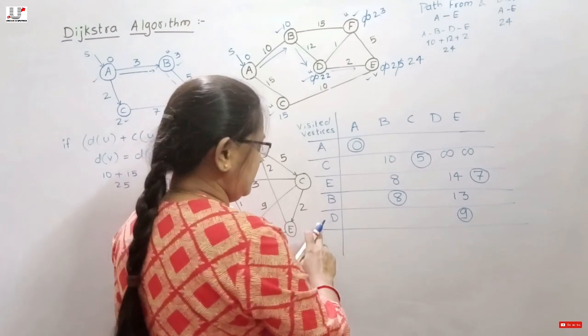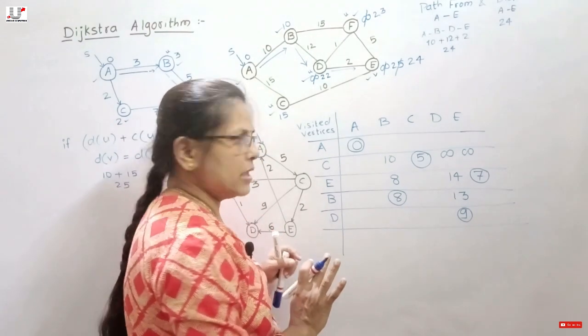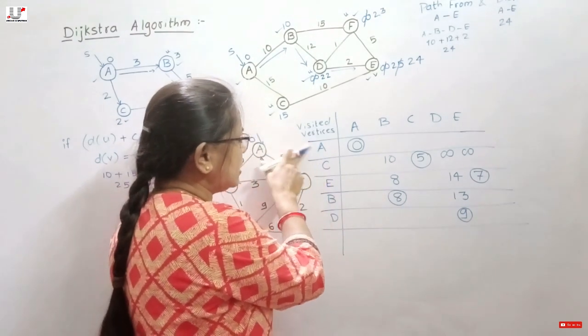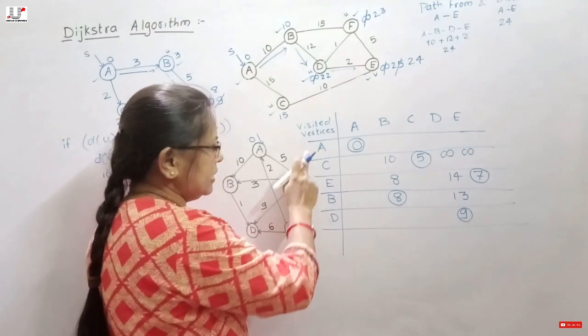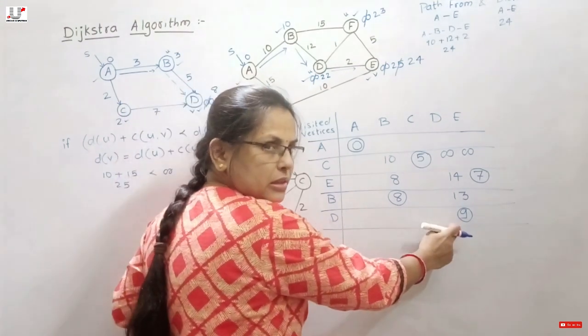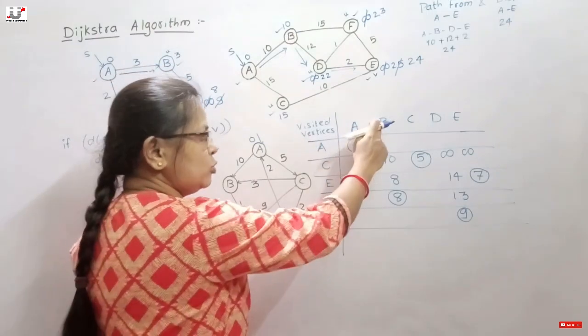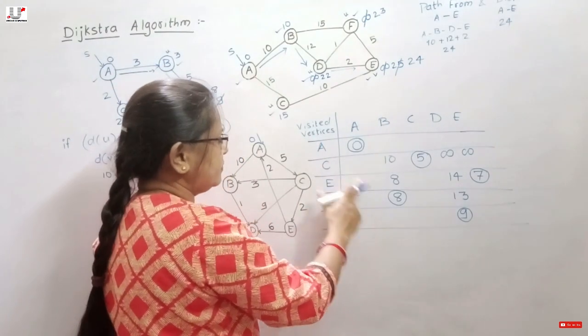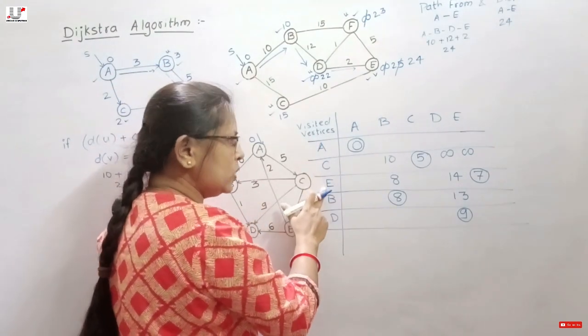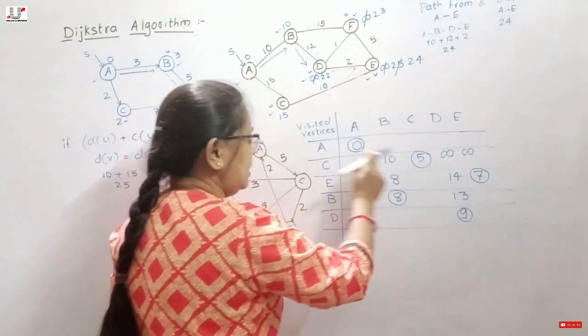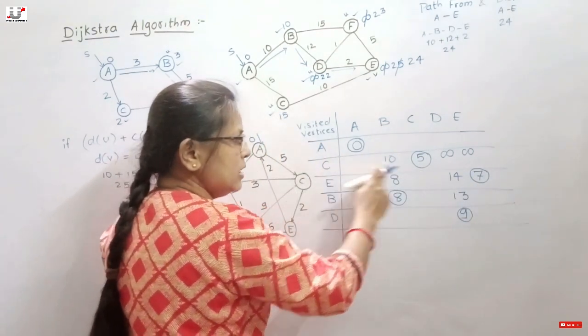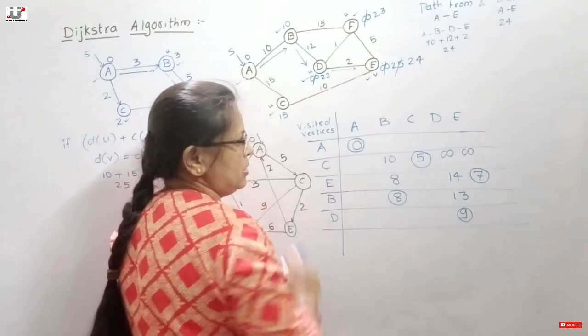Now here we can easily say that the distance from starting vertex A to D is 9. The distance from A to B is 8. The distance from A to E is 7. And the distance from A to C is 5.